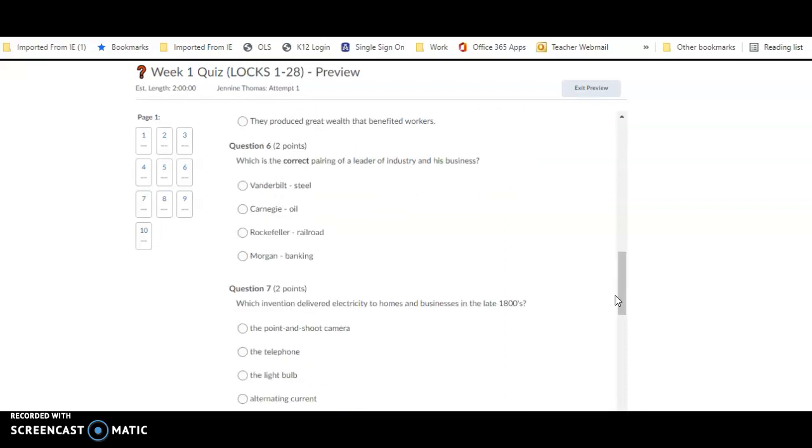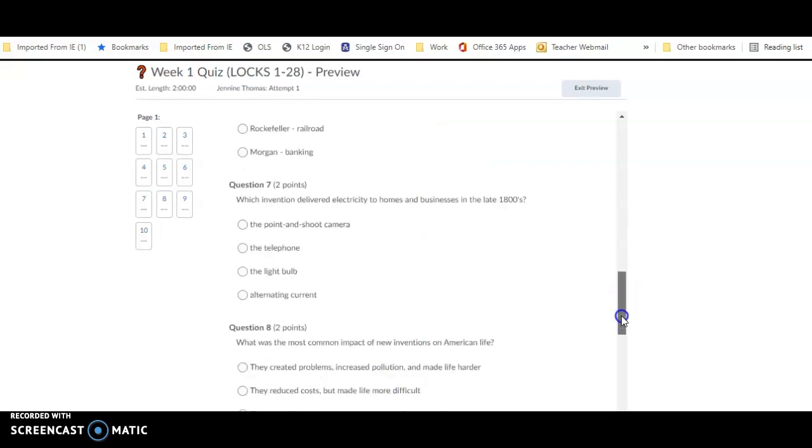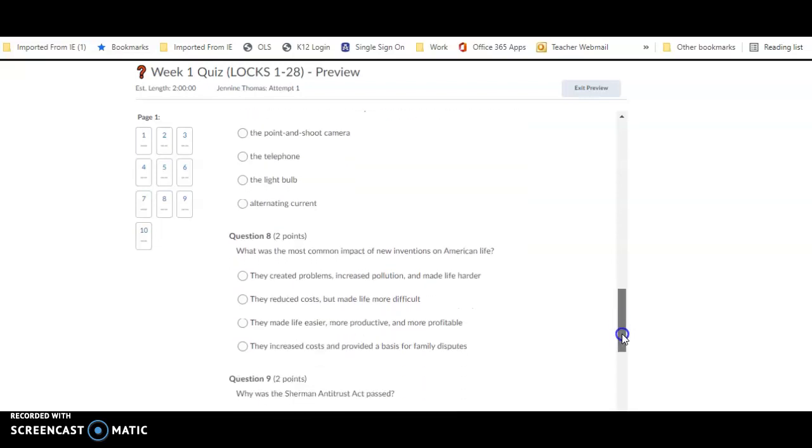Question number 6. Which is the correct pairing of the leader of industry with his business? Vanderbilt and steel, Carnegie to oil, Rockefeller to railroad, Morgan to banking. Question number 7. Which invention delivered electricity to homes and businesses in the late 1800s? The point-and-shoot camera, the telephone, the light bulb, or the alternating current?